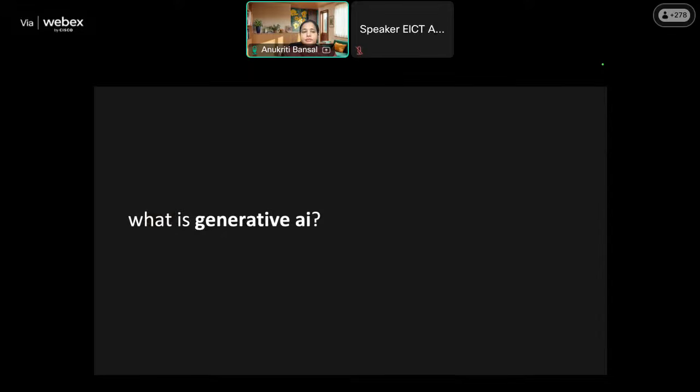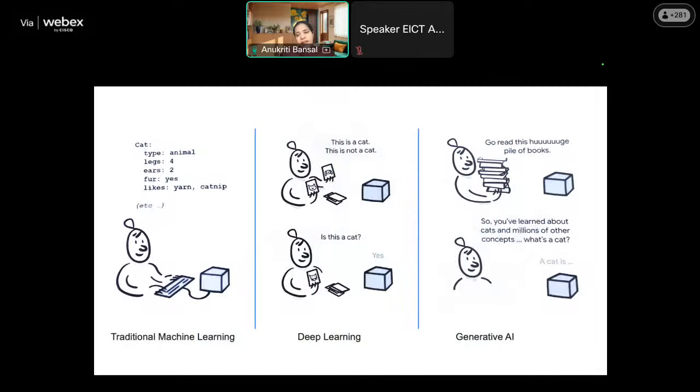Then in 2017 came the generative AI algorithms. We had some generative AI algorithms earlier as well, but they were not so popular. The breakthrough came in 2017. We will talk more about it. But what do we understand by generative AI? We can understand this with a simple example.